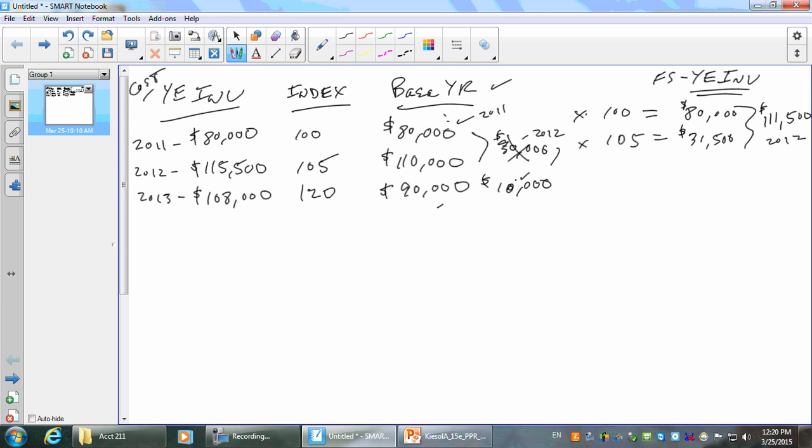How about the 2013 layer? How much is it? How much did you add in 2013? Zero. You didn't add anything in 2013. You used up some of the previous layers. So for 2013, now and forever, it's going to be nothing. Got it? There is no layer. You went down from 110 down to 90. Of course, you didn't add anything this year, even in base year dollars.